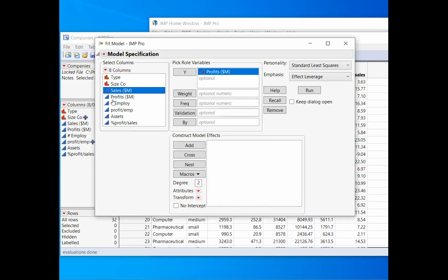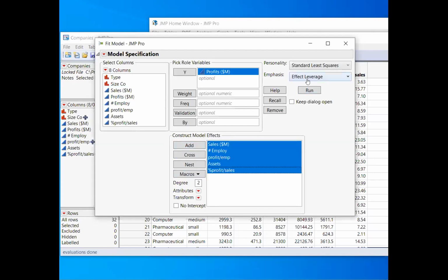The rest of them, hold control, select them, go to click on add. You can add it all here. Make sure you minimize report, and that's it.